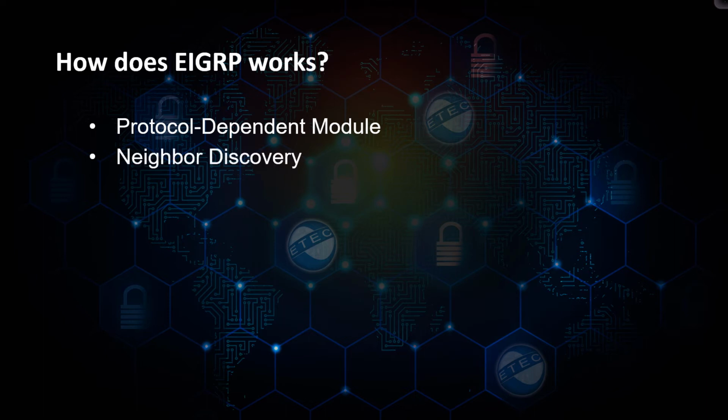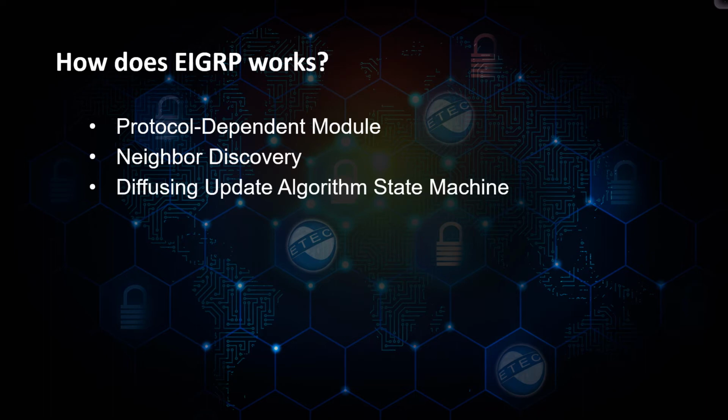Next is neighbor discovery. It is used to dynamically find other routers running EIGRP and form adjacencies, followed by the Diffusion Update Algorithm state machine. The primary function of DUAL is to calculate the best path, which must be loop-free, to all remote networks in the autonomous system. And finally, the Reliable Transport Protocol, or RTP. EIGRP utilizes RTP for the guaranteed delivery of EIGRP packets. These four components all work together to create the heart of EIGRP, the EIGRP tables.